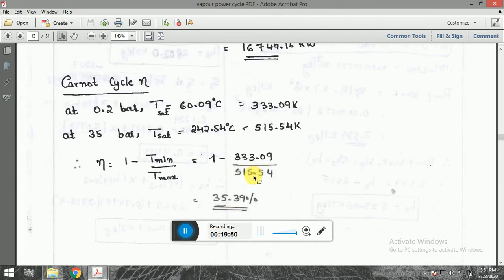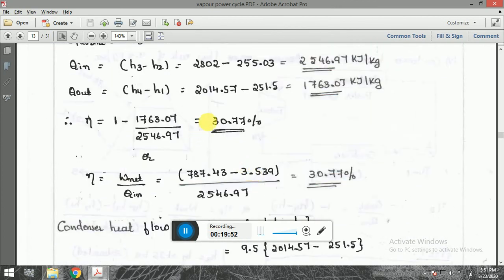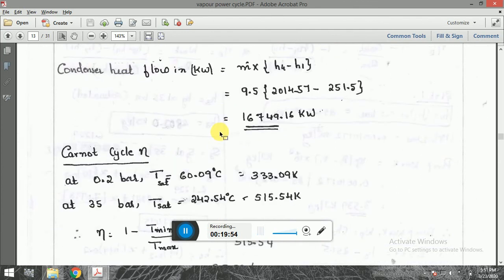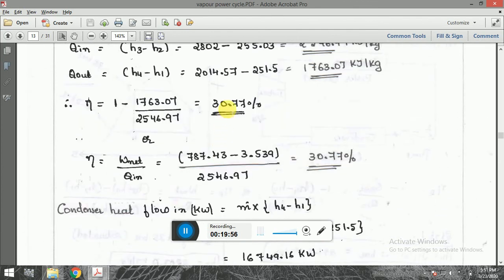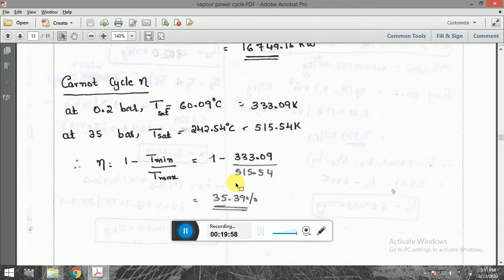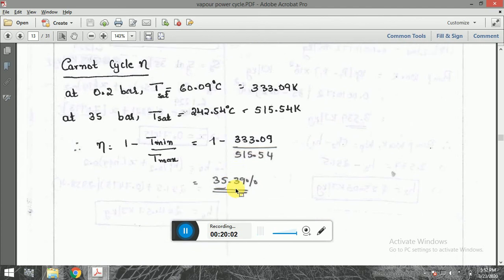So we can look here: our Rankine efficiency is lower than the Carnot efficiency, that is, 30.77% is less than 35.39%. Why? Because no heat engine can be more efficient than the Carnot engine. So this is the end of the problem. We'll give another similar problem as an assignment which you have to solve and submit.